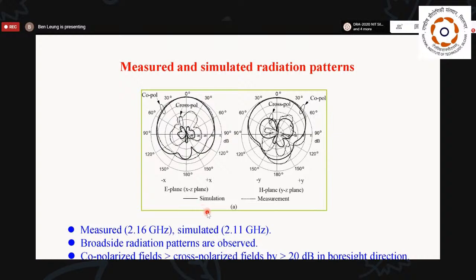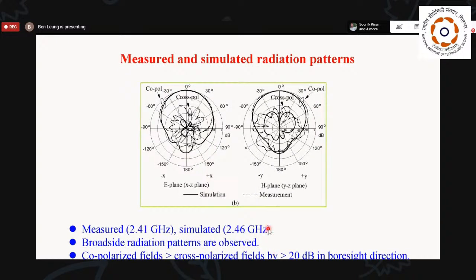Again, we check the radiation patterns. Very conventional broadside radiation pattern is obtained as expected. Now, the co-pole is larger than the cross-pole by 20 dB in broadside direction again. So here, we consider another frequency, around 2.4 gigahertz. We can see that agreement between simulation and measurement is also very reasonable. And with the polarization purity higher than 20 dB.